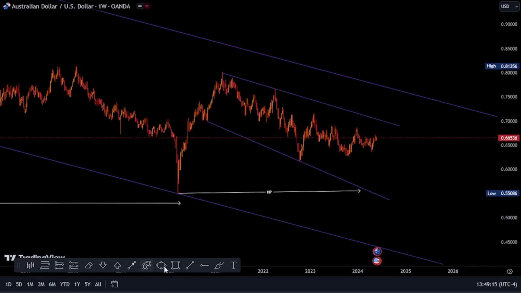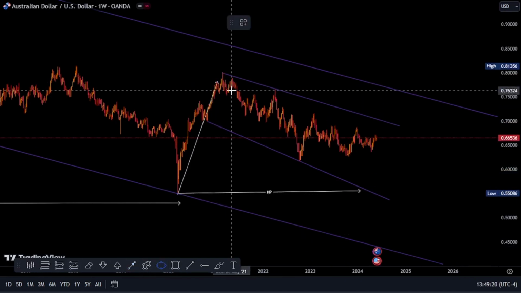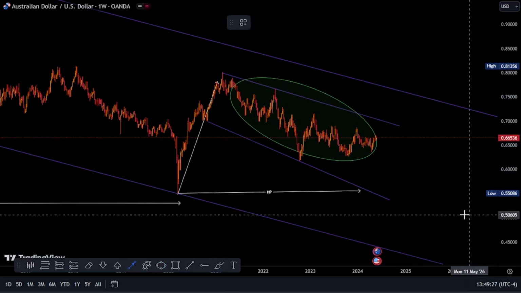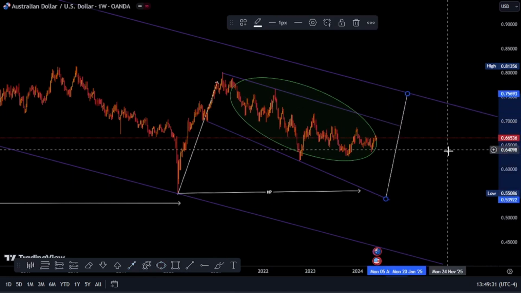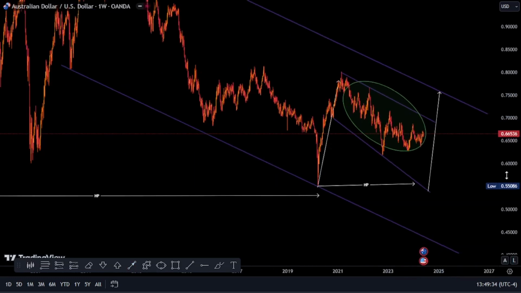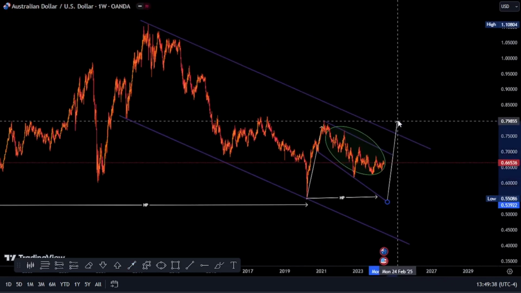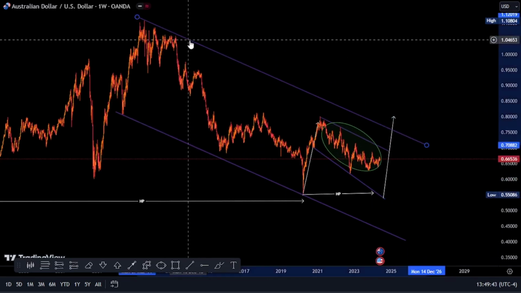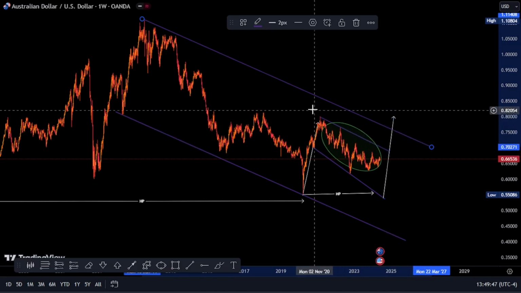So what am I looking at? I'm looking at impulse, I'm looking at correction, and I'm expecting what? I'm expecting an impulse from here to break this, and then to come to this trend line, even maybe break it a bit, and come somewhere around these areas. This is just for direction and for me to know. So that's where SMC comes in.